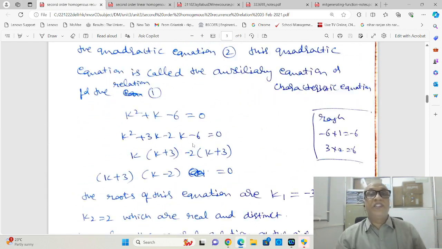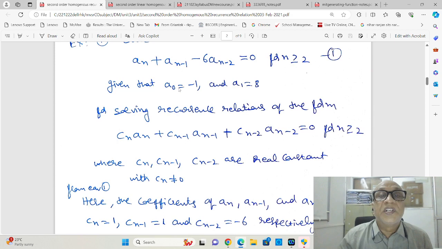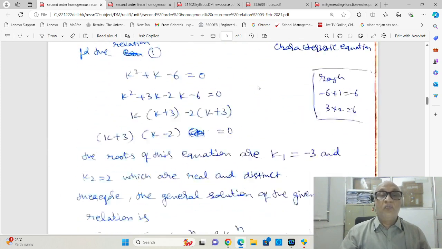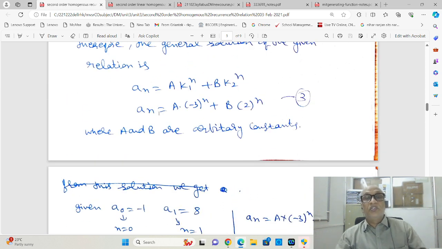Now we have two conditions. In the question itself, what is given? In the question itself, we are given that a0 equal to minus 1, a1 equal to 8. So a0 is n equal to 0, equal to minus 1, and a1 is 8 at n equal to 1. So how are we getting this now? This is our solution equation now.